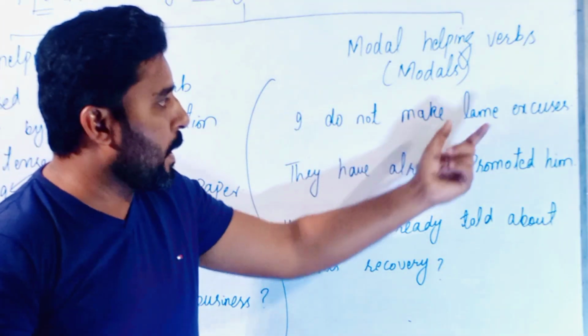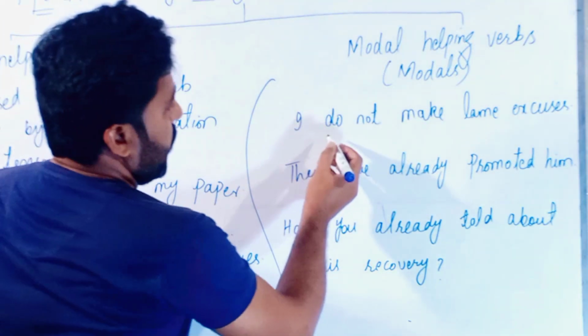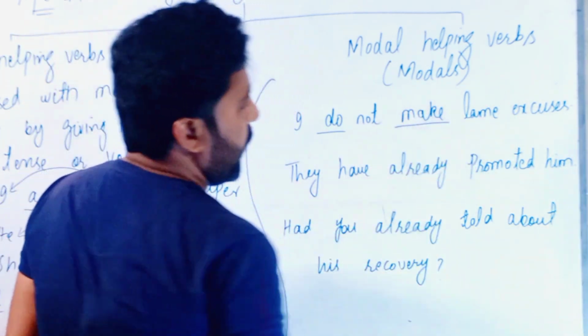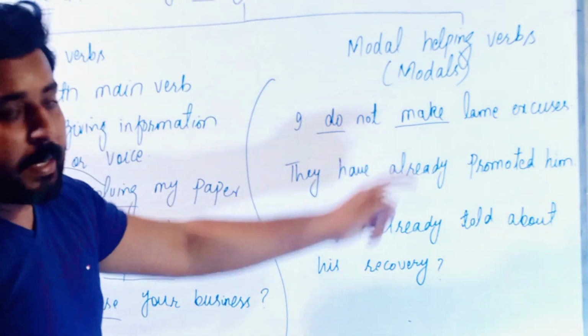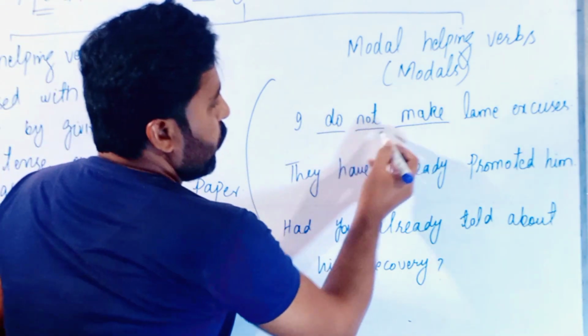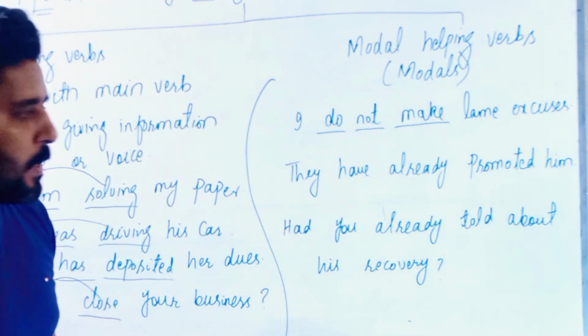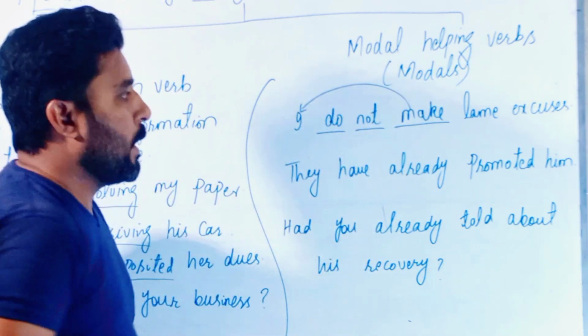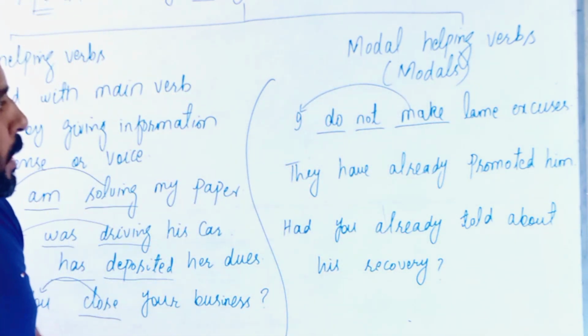I do not make lame excuses. Here the helping verb do is used and then we have used the first form of verb make. Here not is used to make the negative sense of the sentence. The subject of the verb make is I. I do not make lame excuses.